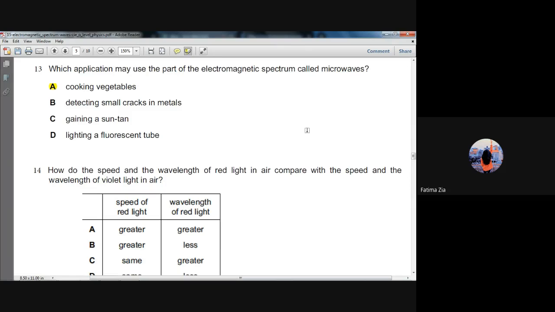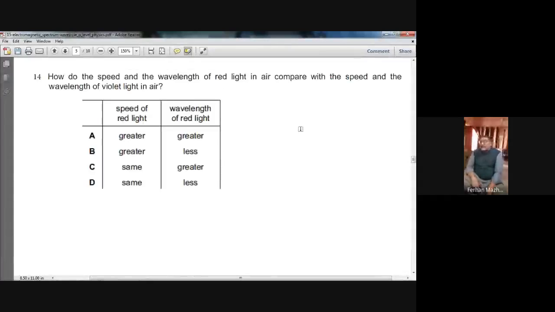Yes, sir. Okay. So how do the speed and the wavelength of red light in air compare with the speed and the wavelength of violet light in air? Their speed will be the same. Red and violet will both have the same speed in air. That's the property of the electromagnetic spectrum. In air, they all have the same speed. But the wavelength of red will be greater. So the choice is C.